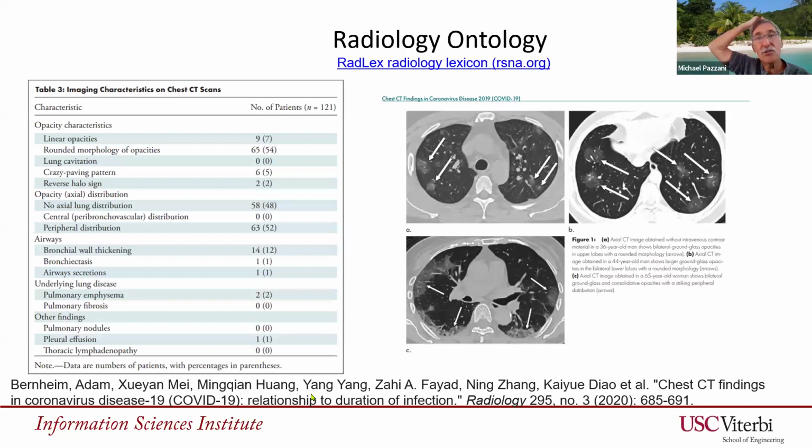In radiology, there's a whole ontology of weird shapes and sizes, and sometimes people publish journal papers, not using AI, but just manually looking at 121 CTs and saying 9 of them have linear opacities and 65 of them have rounded morphology of the opacities, etc. And they highlight these on photographs again. It seems to be a stylistic thing of using different colored arrows and then labeling, the white arrow is ground glass, for instance.